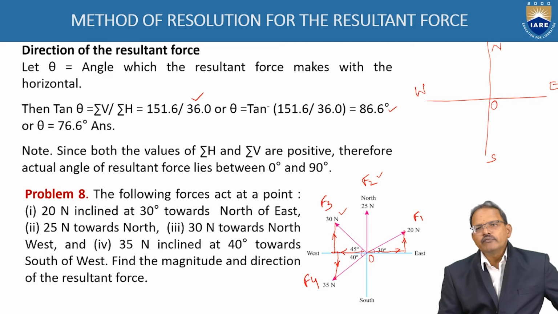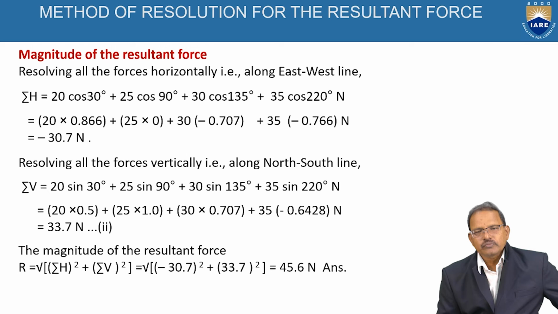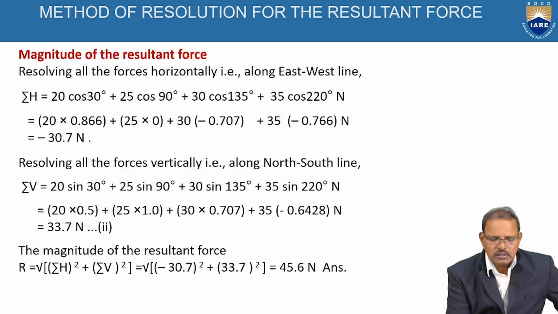Okay, this is the way of determining the horizontal as well as the vertical components of the resultant of the four forces F1, F2, F3, F4 shown in the figure. So in the problems, first of all, resolve all the forces horizontally, that is along the east and west line, treated as the x-axis. Sigma H is equal to 20 cos 30 plus 25 cos 90 plus 30 cos 135, or equal to minus 30 cos 45 degrees, minus 35 into cos 40 degrees, which is equal to minus 30.7 newtons.